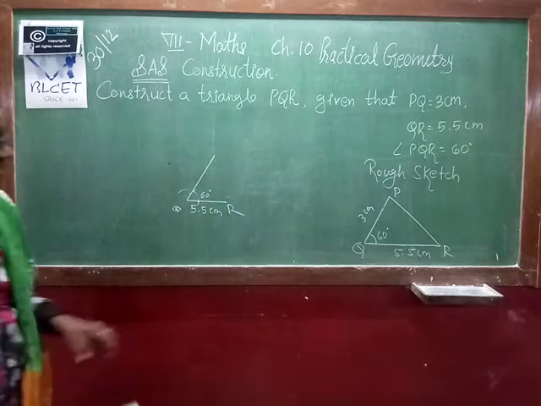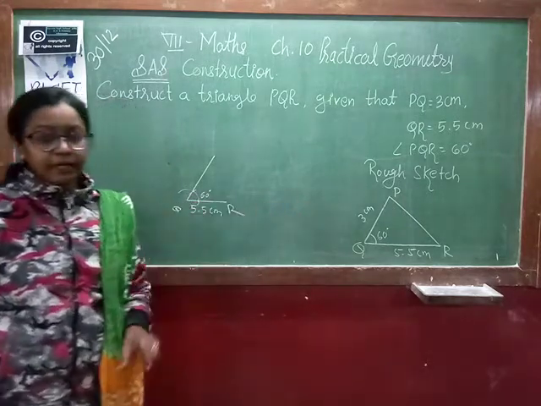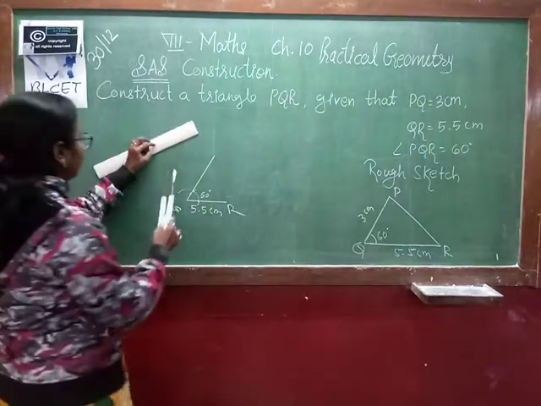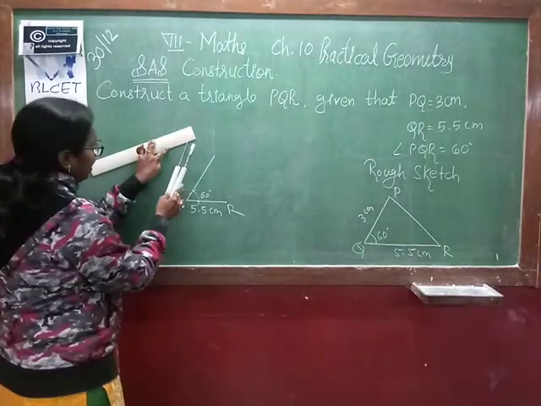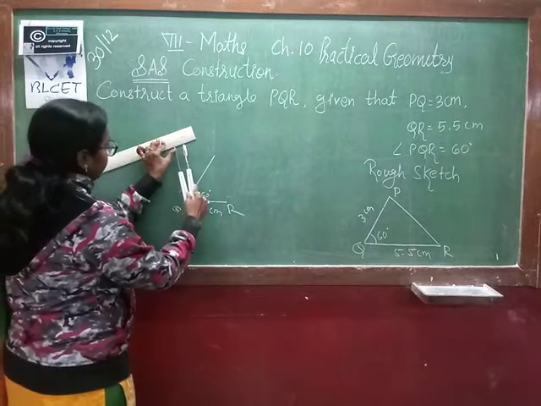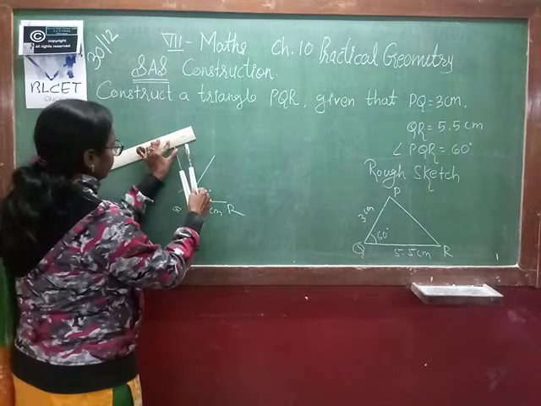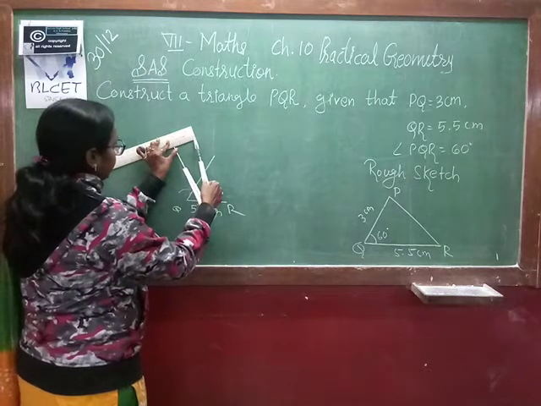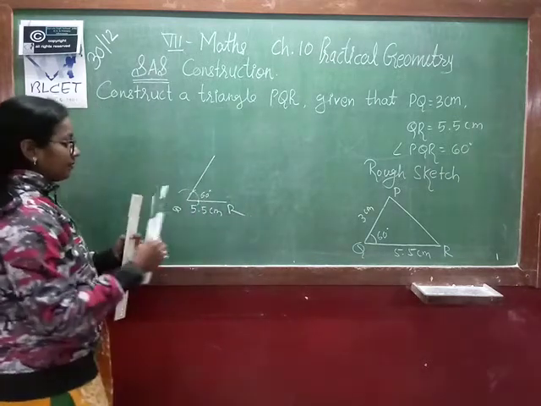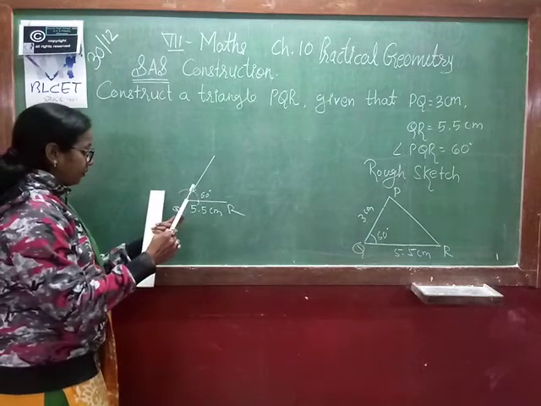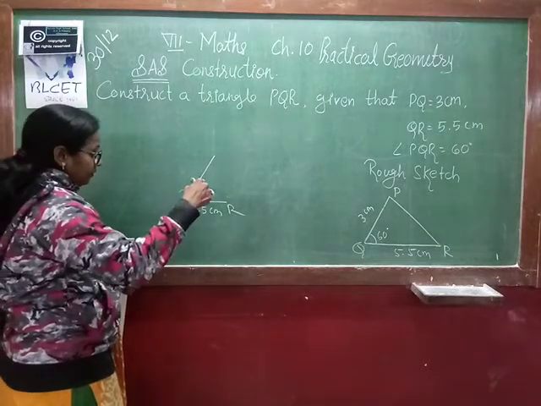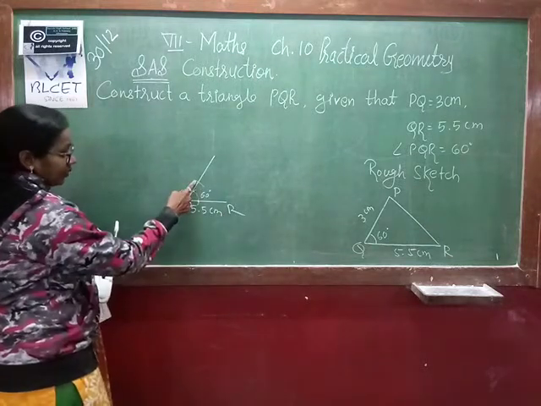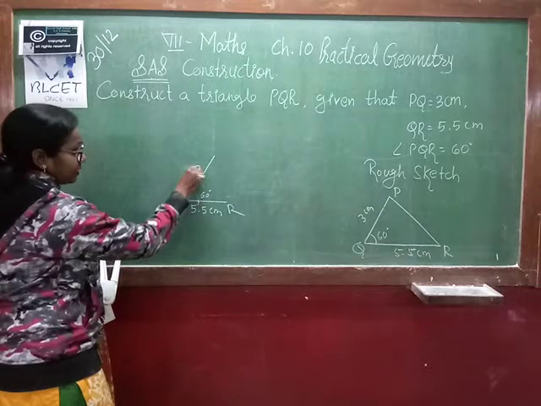Okay, now what is the measurement of QP? 3 cm. So you have to take a 3 cm arc with the help of a scale. So this is 0, 1, 2, 3. Here is your 3 cm. This is your 3 cm arc measurement, drawing the arc from Q, so that you are getting one intersection point over here. Name this point as P.